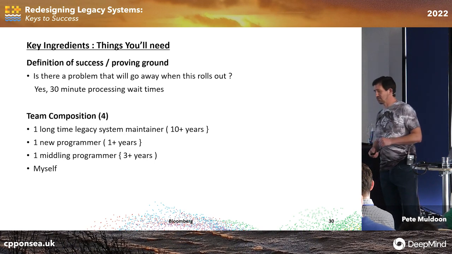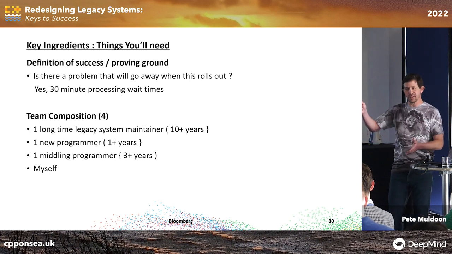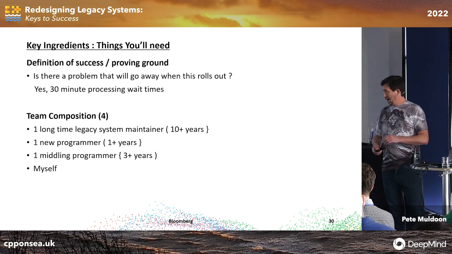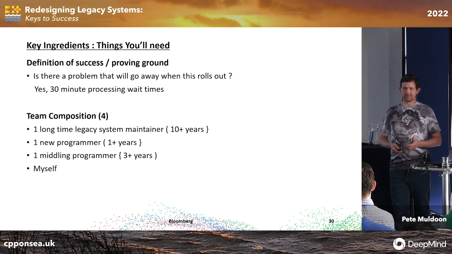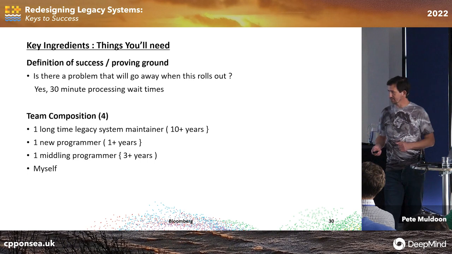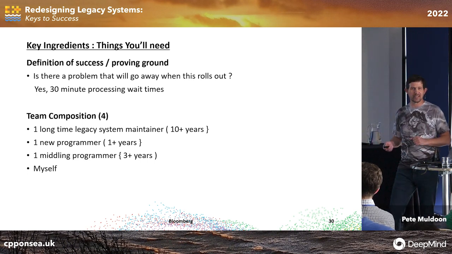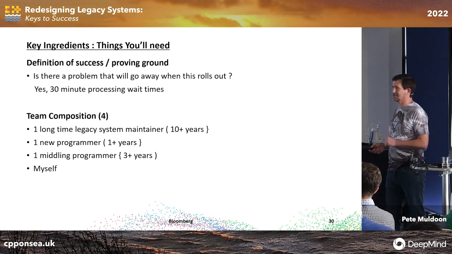And then I had a middling programmer. That's not about ability. That just means he's in the 1 to 5 years range, so 3 years. And there was myself, who I thought brought some design and architectural experience. So I thought we had a pretty good mix. Mind you, the middling guy got pulled away. I got some resource starvation through the project because I lost a bit of visibility.